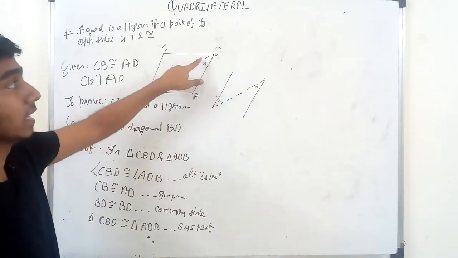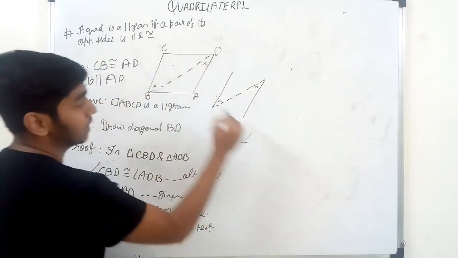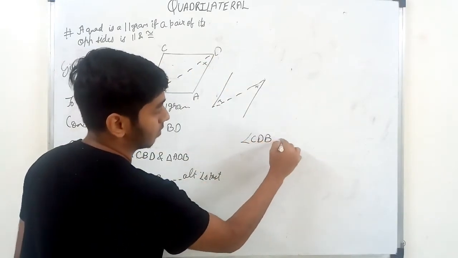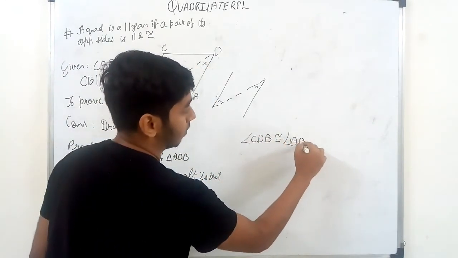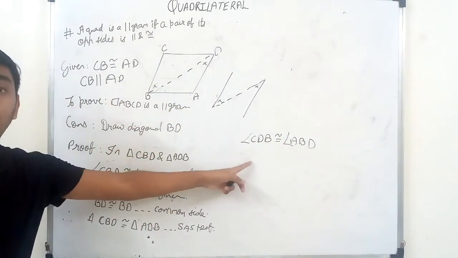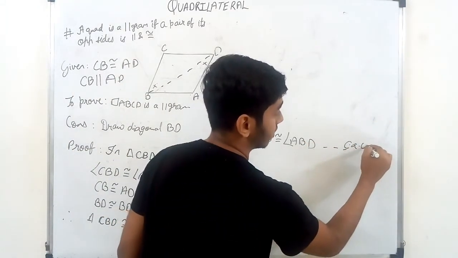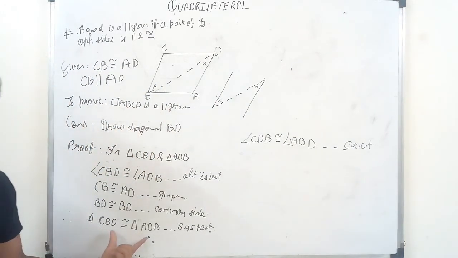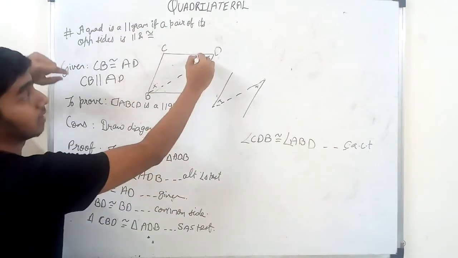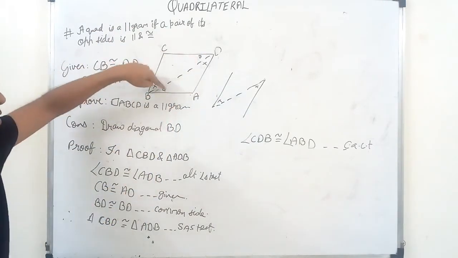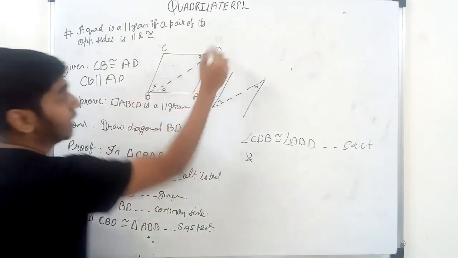Now can we say that this angle and this angle are congruent? So we can say angle CDB is congruent to angle ABD. Why can we say this? Because of CPCT, because we have already proved the two triangles congruent. So if we are able to prove these two congruent, then we can say this angle and this angle are congruent.